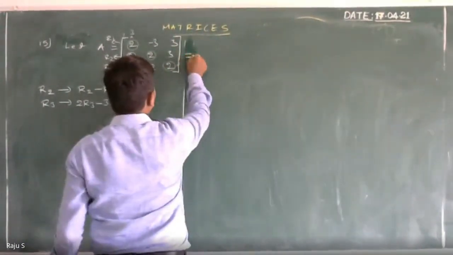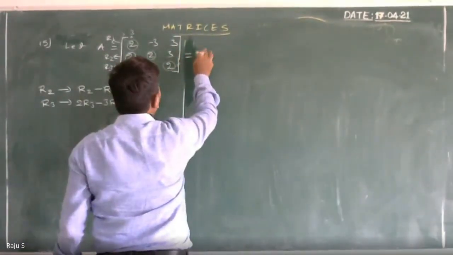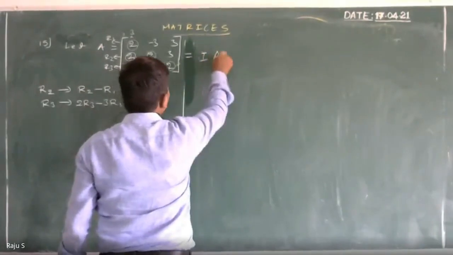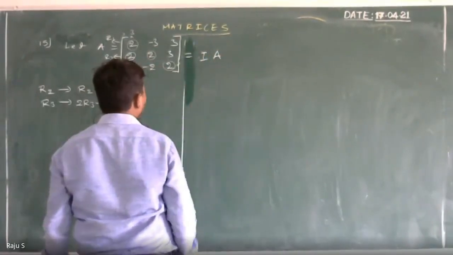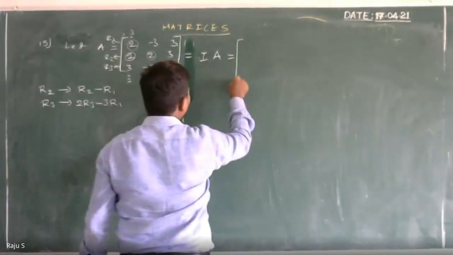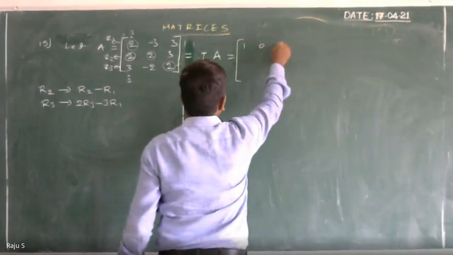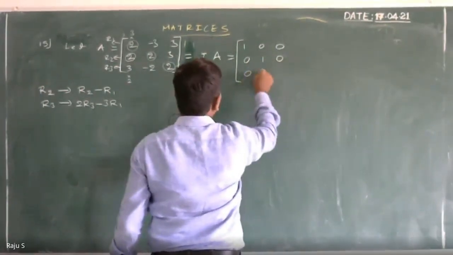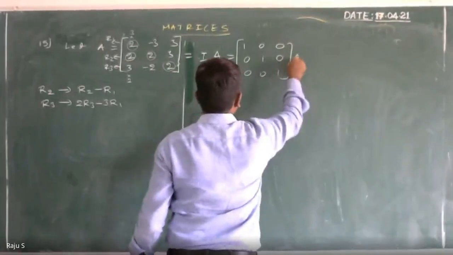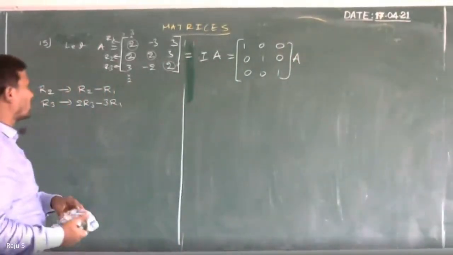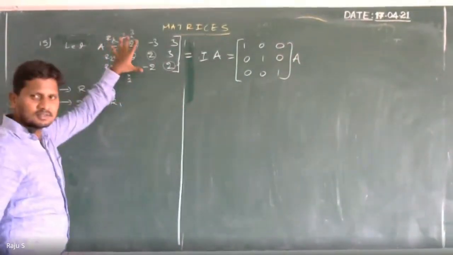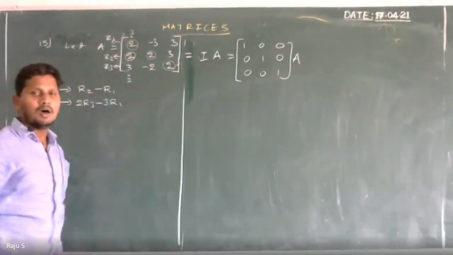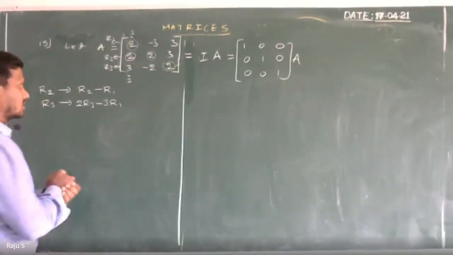So this is clearly equal to I into A. That is the identity matrix. You can write here 1 0 0, 0 1 0, 0 0 1 into A. So whatever transformation you are applying on the LHS, the same operations you can apply on the identity in the RHS.